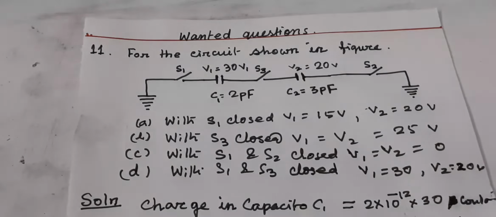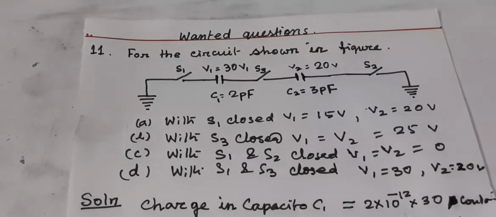Now question number 11. For the circuit shown in the figure, there are 3 switches S1, S2 and S3. S3 is in between, and there are 2 capacitors. One is already charged with V1 voltage, that is 30 volt, and capacitance 2 picofarad, and another capacitor is already charged to 20 volt across it, and C2 is 3 picofarad.